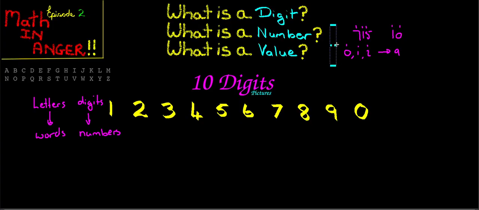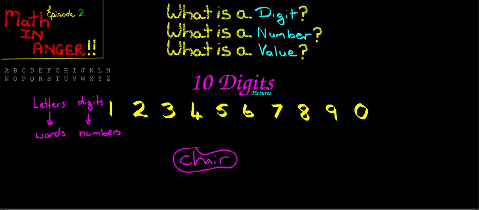So a number represents something in the same way that this word represents a real-world object. This word represents a real-world thing. In the same way, do these numbers represent something? What do they represent?